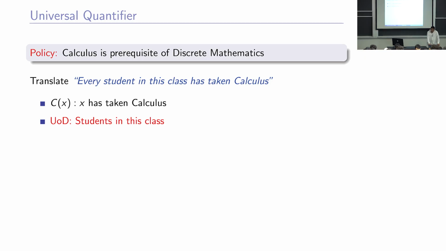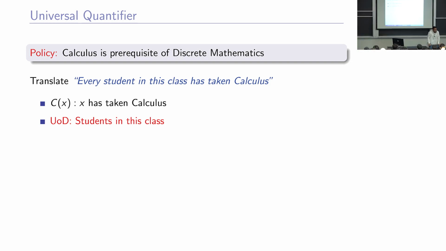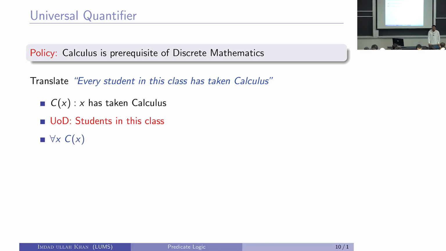So translate this statement now. Now you have all the ingredients to be able to make a quantified expression for this blue statement. So the statement would be for all x C of x, right? For all x, the predicate C is true. For all x, the property of having taken calculus is true. So this is for all x C of x. Is this clear? Very easy.